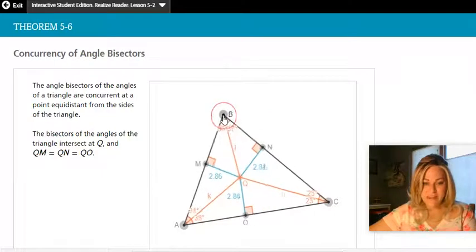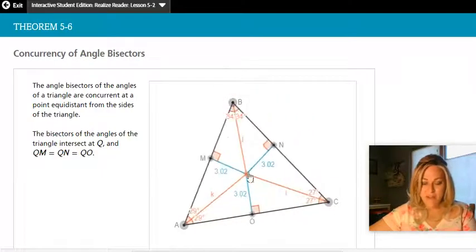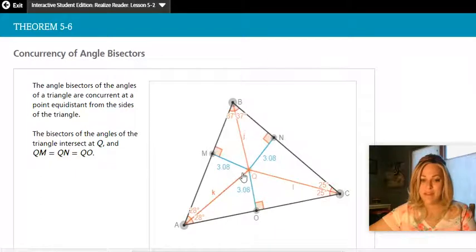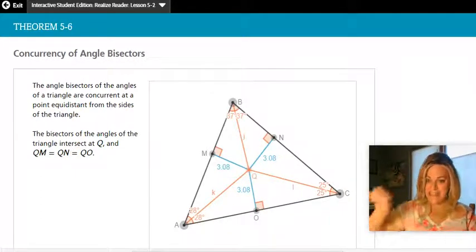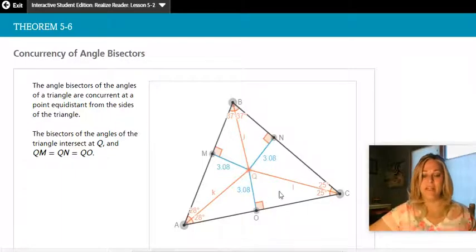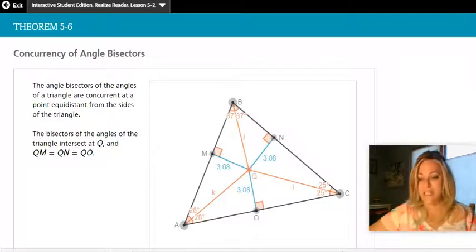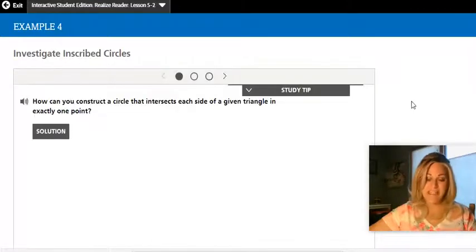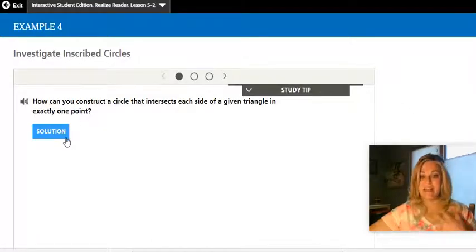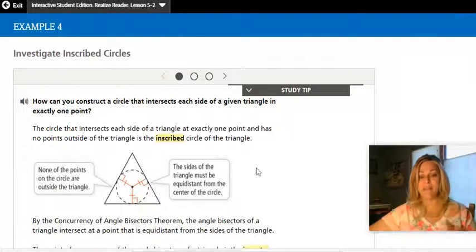So manipulate this a little bit and see how those blue lines, the angles are always perfectly bisected. And it's creating those blue lines that are equidistant to the sides, not the angles anymore. So they're equidistant to each side. So let's look at what this does. And this one, again, describes what you can do or how to do it step by step.